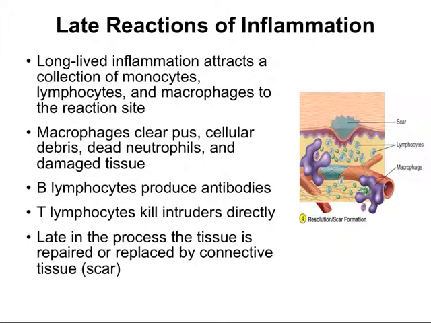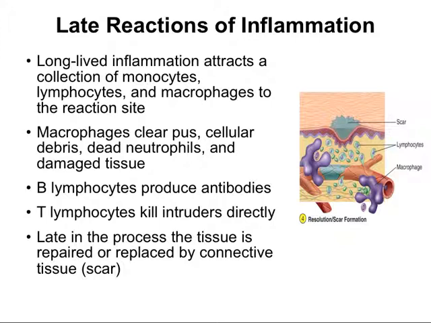Sometimes mild inflammation can be resolved by edema and phagocytosis. However, if there's a long-lived inflammation, it'll attract a collection of monocytes, lymphocytes, and macrophages to the reaction site. The macrophages are the trash truck guys, so they clear up the pus and cellular debris as well as any dead neutrophils and damaged tissue. Concurrently, we'll see B lymphocytes coming to the site of injury, and they'll produce antibodies. Those antibodies can then attack any invading pathogens. And then we'll see T lymphocytes killing intruders directly.